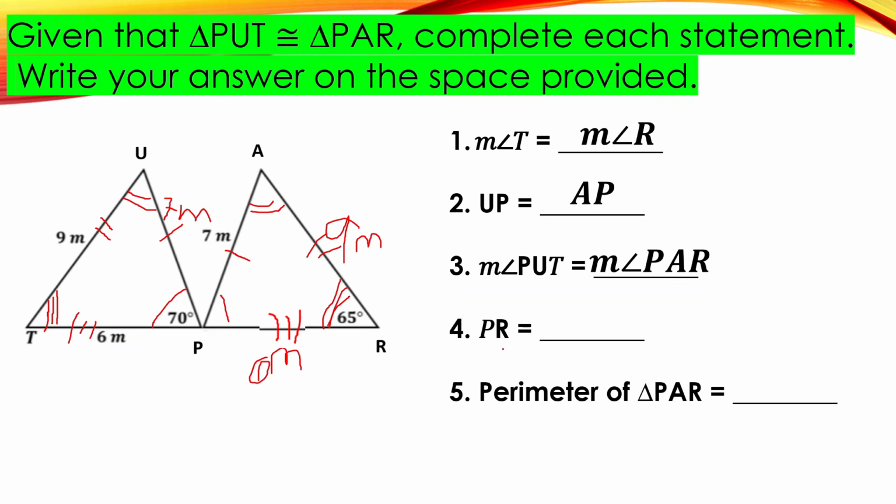Number 4, PR. So side PR is equal to, okay, so side PR, ito ay tatlo. So ito rin ay tatlo. So PT. And for number 5, asking the perimeter of triangle PAR. So, tinatanong ang measurement ng PAR. So, i-add na lang natin tatlo. 9 plus 7 plus 6. Therefore, the answer is 22 meters. Okay? So, I hope nasundan nyo siya.